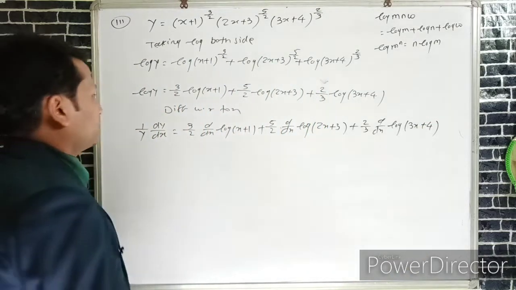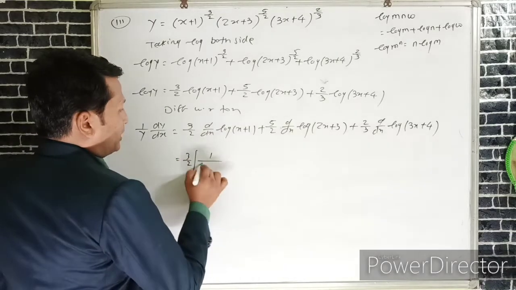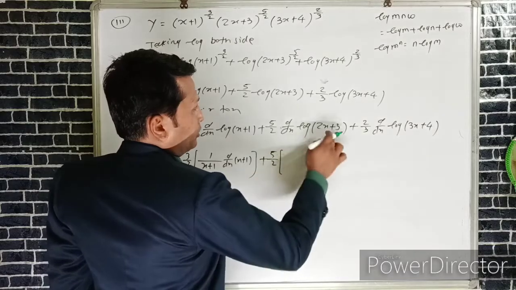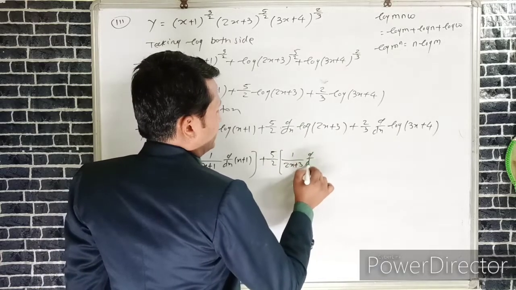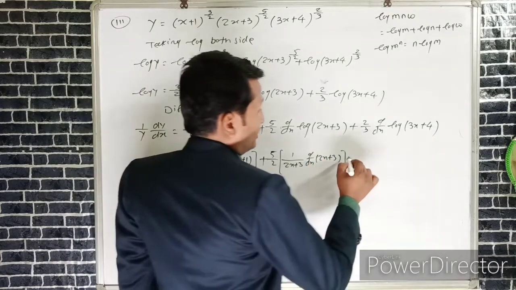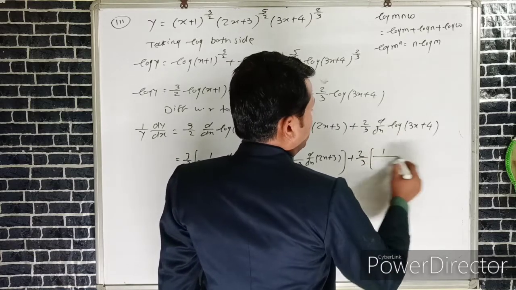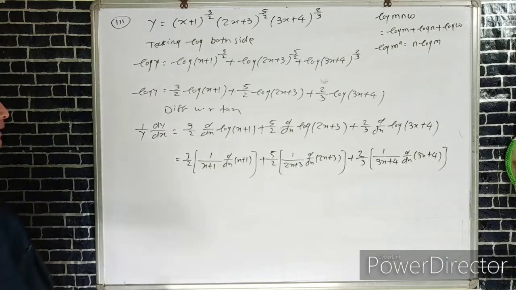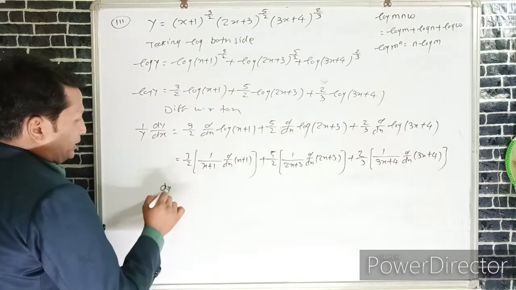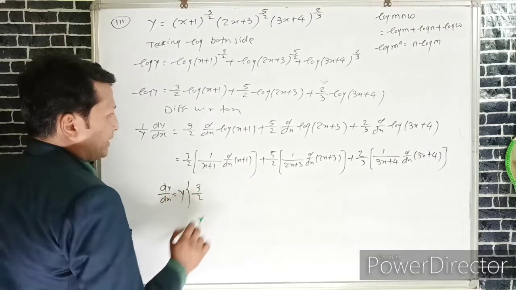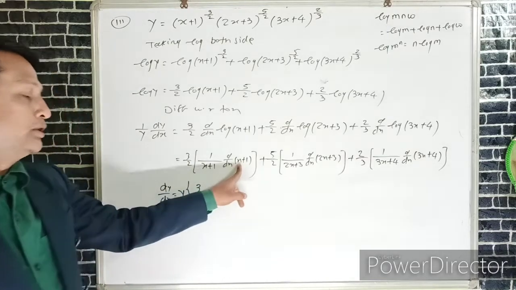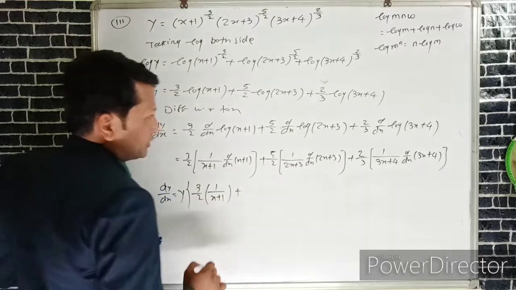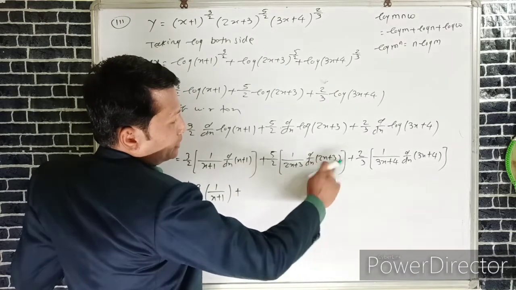We know that the derivative of log x is 1 by x. We can write here 3 by 2 into 1 upon x plus 1 and again the derivative of x plus 1, plus 5 by 2 into the derivative of log of 2x plus 3, 1 upon 2x plus 3, and again the derivative of 2x plus 3, plus 2 by 3, a constant, into 1 upon 3x plus 4 into again the derivative of 3x plus 4. If we shift this y to the right side, then we can write dy by dx is equal to y into 3 by 2. Derivative of x is 1, derivative of 1 is 0, 0 plus 1 is 1, 1 into 1, 1. Hence we can write 3 by 2 into 1 upon x plus 1 plus, here the derivative of 2x is 2, derivative of 3 is 0, 2 into 1, 2.